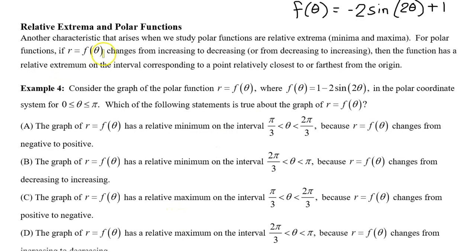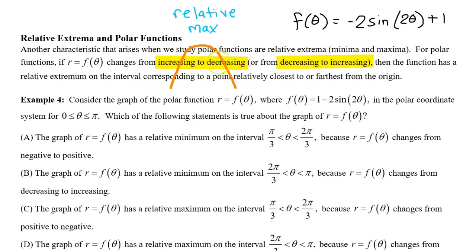We know that r equals f of theta will have a relative extremum, meaning a relative max or a relative min on an interval, if r changes from increasing to decreasing or from decreasing to increasing. Specifically, if r changes from increasing to decreasing, then r has a relative max on that interval. On the other hand, if r goes from decreasing to increasing, then r has a relative minimum on that interval.